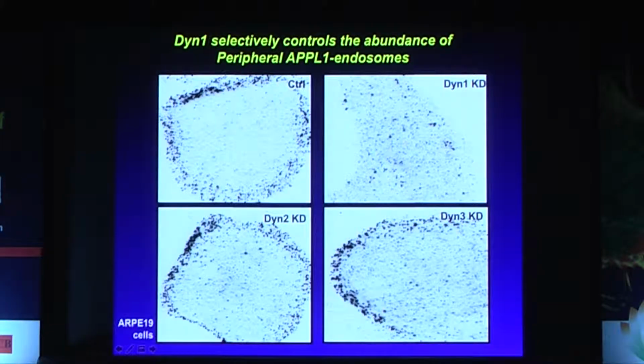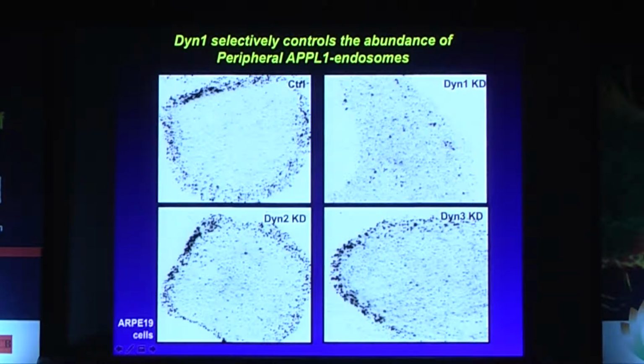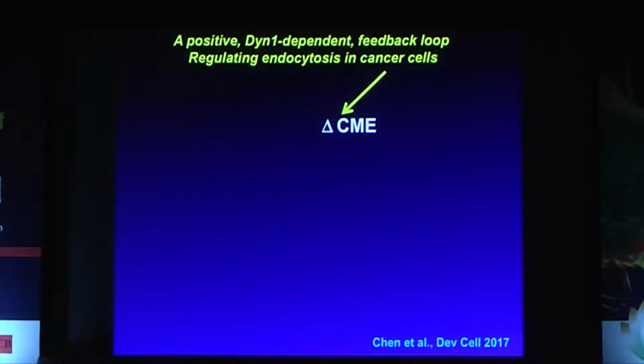And indeed, dynamin 1 is selectively required for the peripheral accumulation of these APPL1 endosomes. Again, back in normal RPE cells, this is now an inverted fluorescence, you can see the distribution of APPL1 endosomes at the periphery of these cells, detected by TIRF microscopy. If you knock out dynamin 2, you have no effect on this distribution. If you constitutively knock out dynamin 3, you have no effect on this distribution. Only if you knock out dynamin 1 in these cells do these APPL1 endosomes now disperse. So this indeed creates a positive feedback loop for regulating clathrin-mediated endocytosis, in particular in cancer cells.